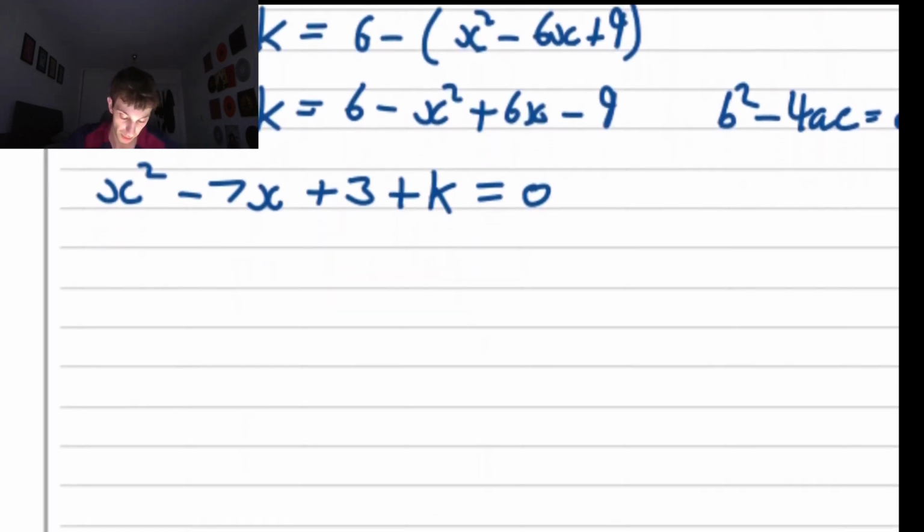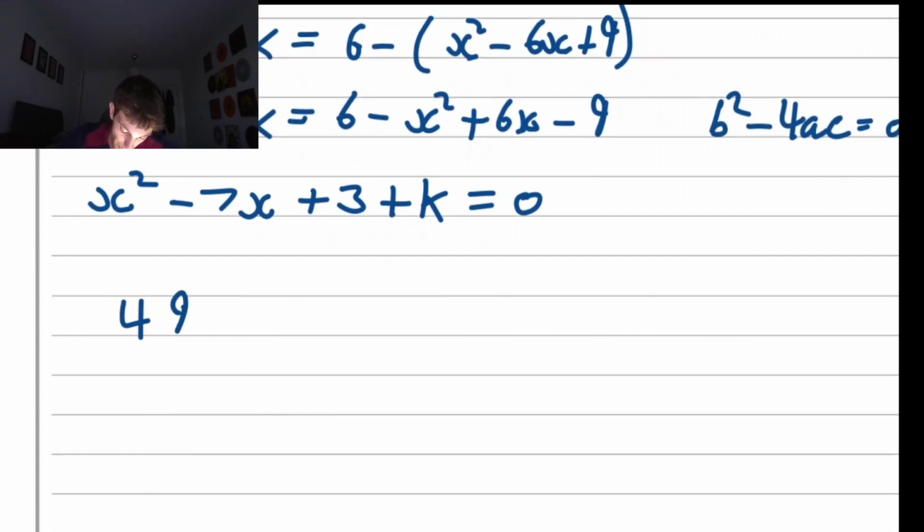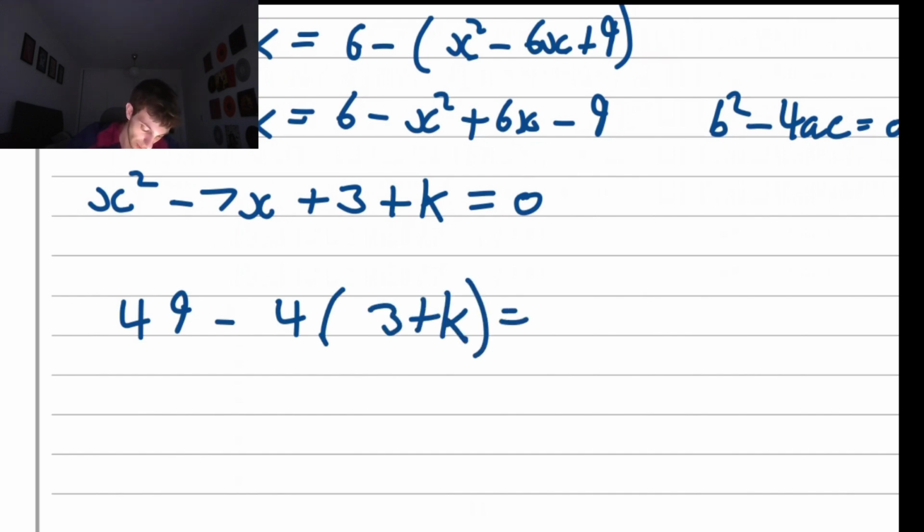We're going to set that equal to 0. So what is b? b is minus 7. So minus 7 squared is just going to be 49. Taking away 4ac. So 4 times a is just 1, so we don't have to worry about it. So it's minus 4 times c is 3 plus k, and this will be equal to 0. Discriminant equal to 0, I'm going to keep saying it.